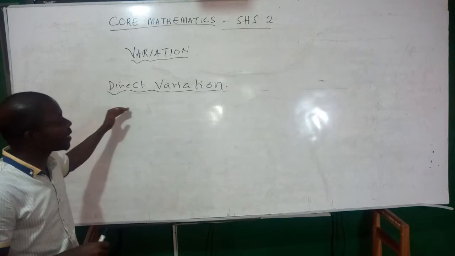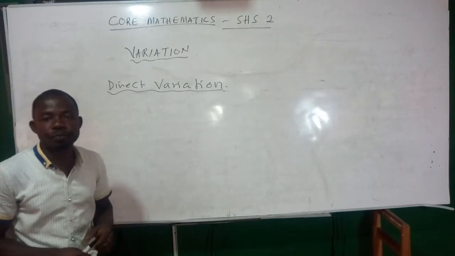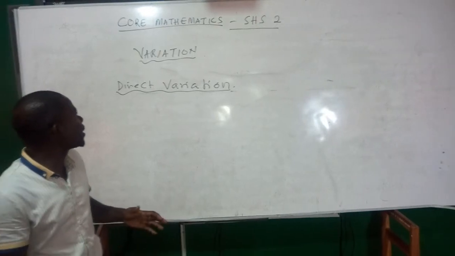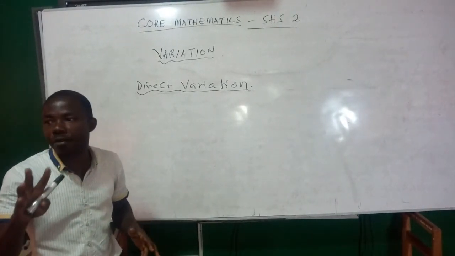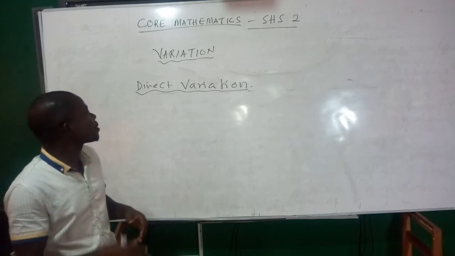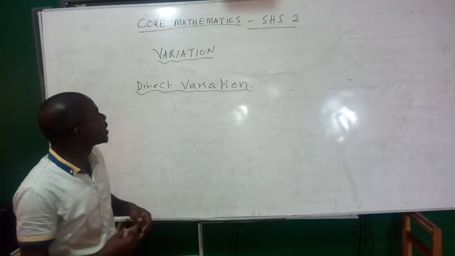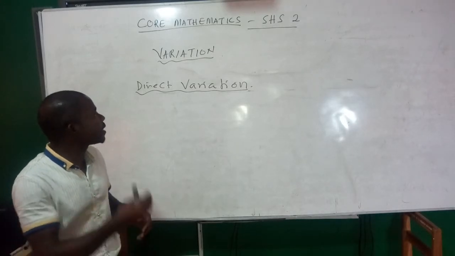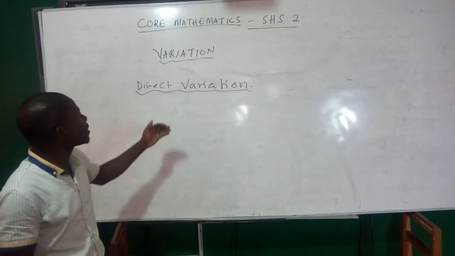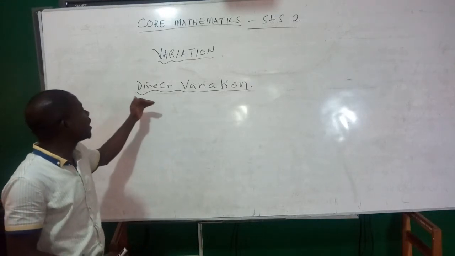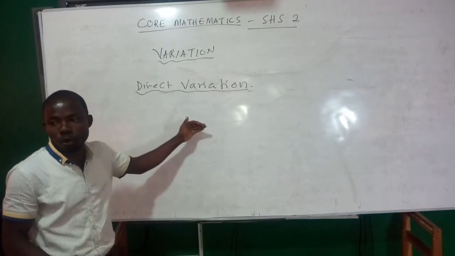So you can write it down as you are learning. Direct variation, and in two variables, the relationship between two variables, such that an increase in one causes an increase in the other, and a decrease in one causes a decrease in the other. This is also known as the linear variation or linear proportion.